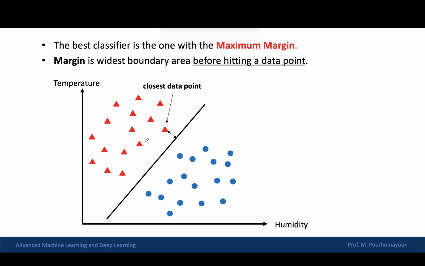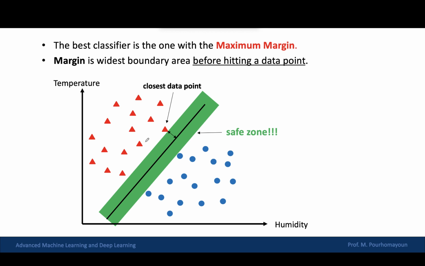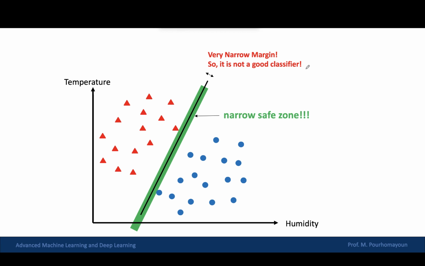This is the nearest neighbor, okay, margin, safe zone, and we are looking for the widest margin. So margin is actually the area before hitting a data sample, okay? So this is the idea.